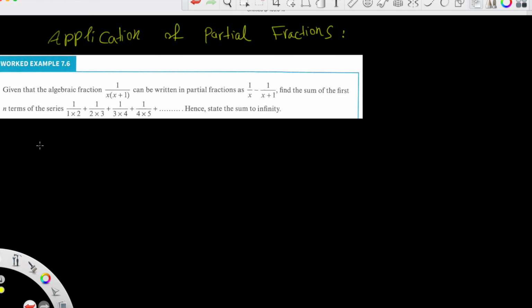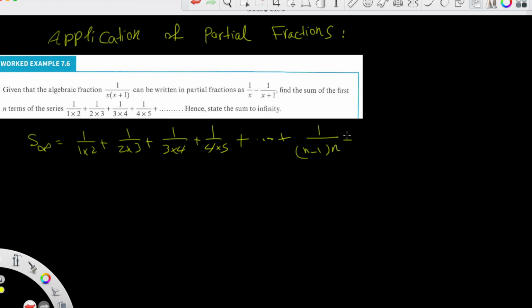Now it wants you to evaluate the sum to infinity of this sequence, which is, for example, 1/(1×2) + 1/(2×3) + 1/(3×4) + 1/(4×5), and then, for example, 1/((n − 1)n) and plus 1/(n(n + 1)), where n tends to infinity, because the sum to infinity is S.